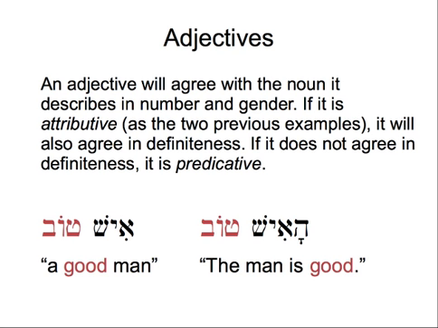If it does not match in definiteness, such as we have in the second example, ha-ish tov, the man, it makes it predicative. The man is good. We actually have to supply that to be verb, is, to make this a complete sentence. And it is a complete sentence in Hebrew. Ish tov, the man is good. You're making a qualitative assessment of this man that you're talking about, and you're doing it in a perfectly legitimate grammatical Hebrew expression there. But because it does not match in definiteness, it actually becomes predicative when we translate it.